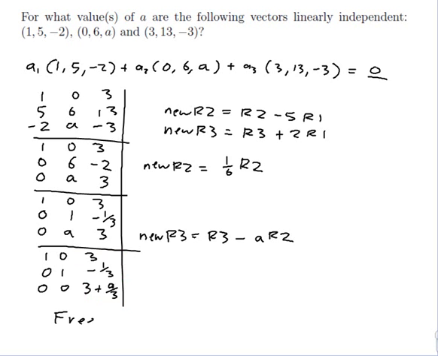Free variables when 3 plus A on 3 is equal to 0. Let's solve that equation. 3 plus A on 3 is equal to 0. A on 3 is minus 3. Multiplying both sides by 3, I get A is minus 9. So I have free variables when A is minus 9.